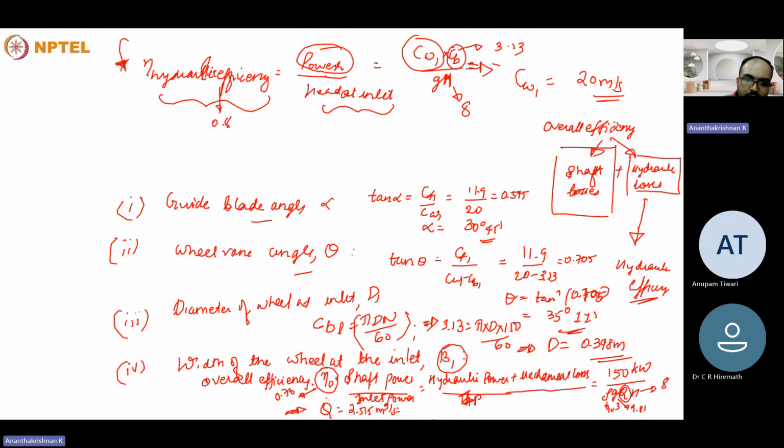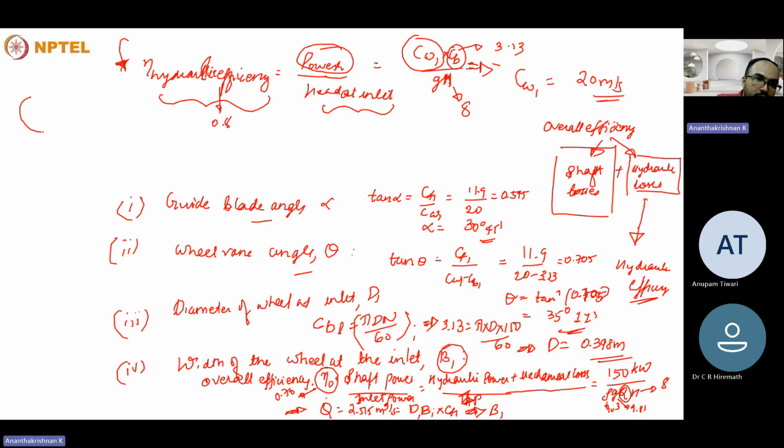So this is equal to the area, that is equal to the diameter multiplied by the blade width into the velocity, the flow velocity component, that is CF1. So from here, we can calculate the blade width. D1 we have already determined from the previous part as 0.398, and CF1 we have determined as 11.9. Beg your pardon. So basically it's area, right?